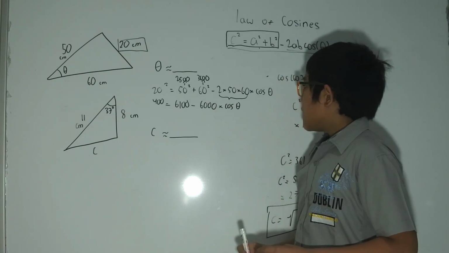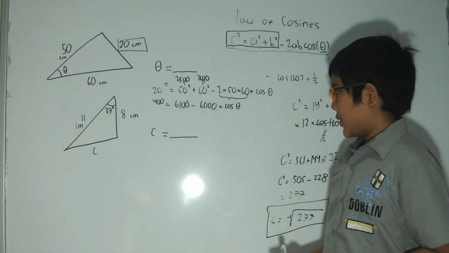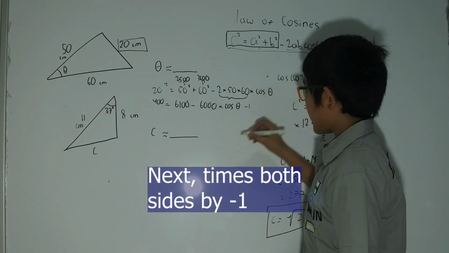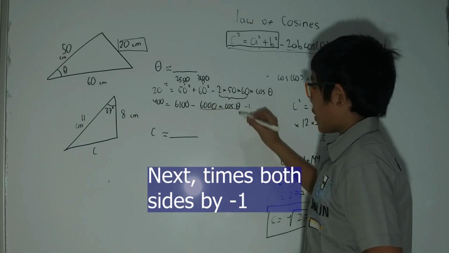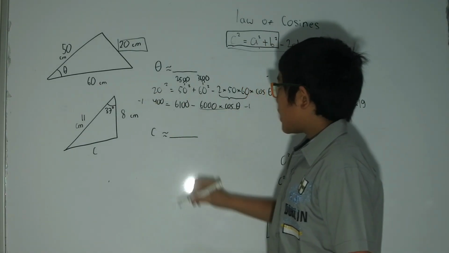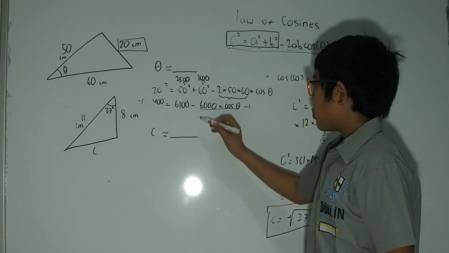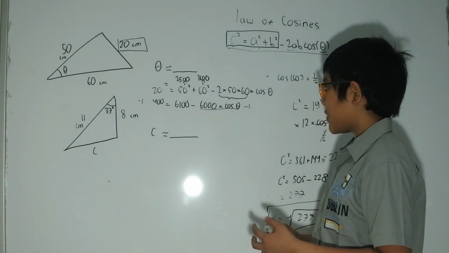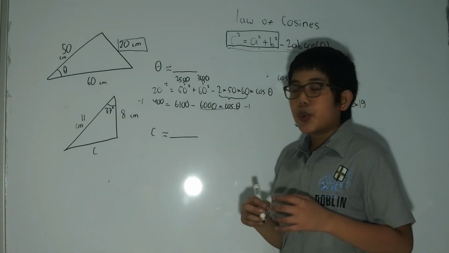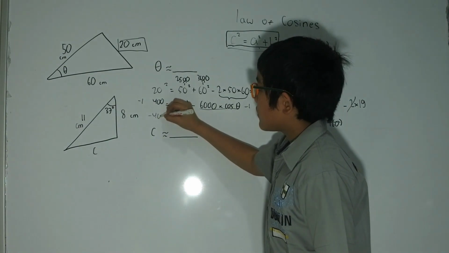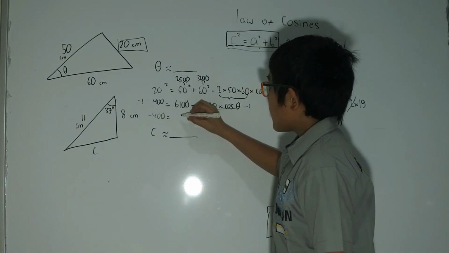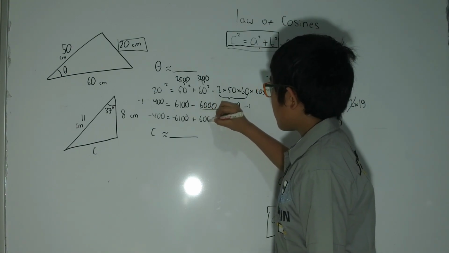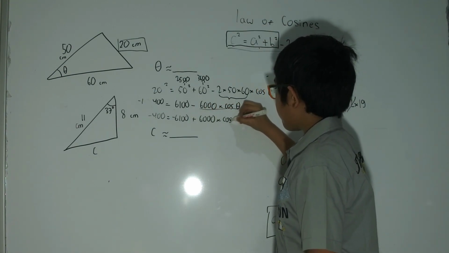So then, let's just put some algebra here. Let's just multiply both sides by -1 so we can get that this will be positive. And of course, you can just add 6000 times cosine of theta to both sides to make it positive, but in this case, let me just multiply both sides by -1. So then, we will get that -400 is equal to -6100 plus 6000 times cosine of theta.